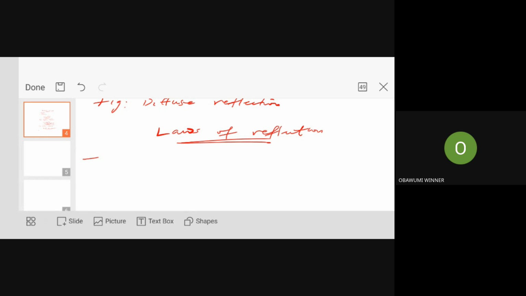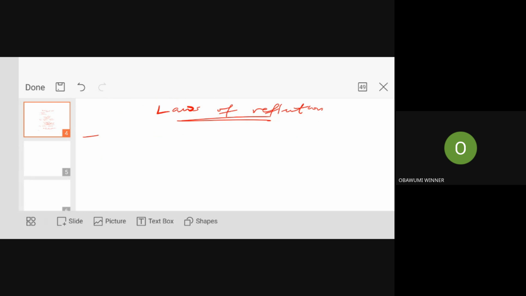The second law says that the angle of incidence is equal to the angle of reflection. I repeat that. The angle of incidence is equal to the angle of reflection. Now, what are these two laws saying?